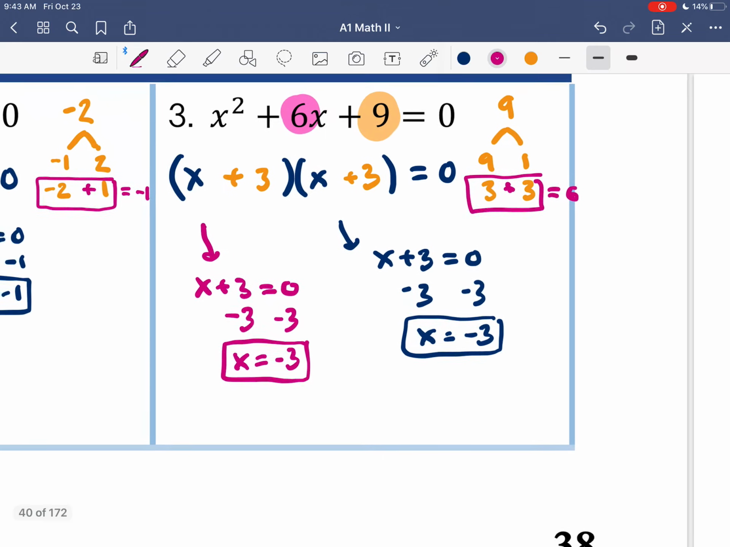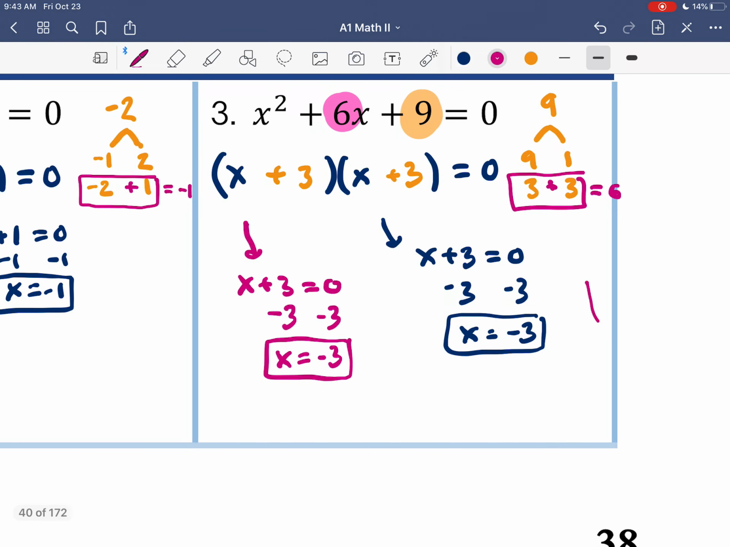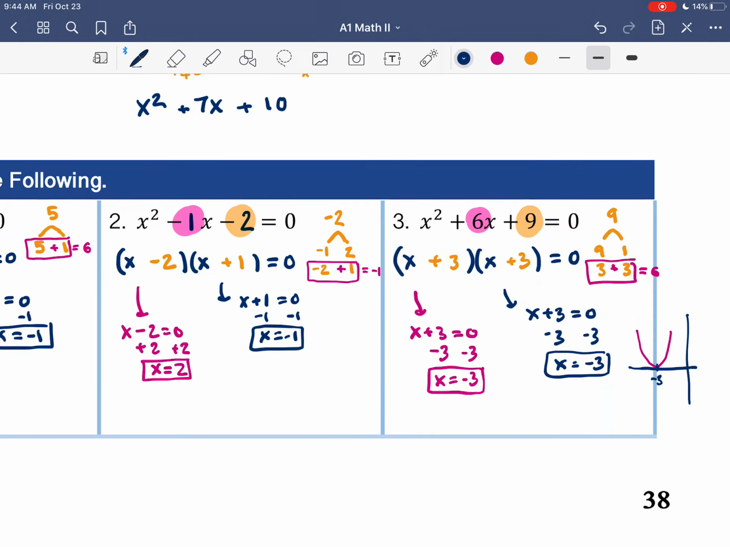If you get the same answer twice when you factor, the parabola looks something like this, where it just barely touches the x-axis. So this is at -3, right? So the vertex must be on the x-axis if you get the same answer twice. So not necessary information, but just a thought. If you're confused by getting the same answer twice, it just means that the vertex is on the x-axis and it's on -3. So good information to have.